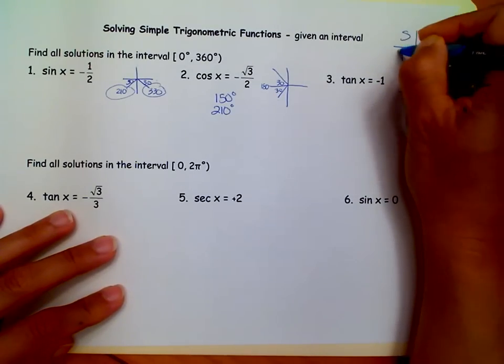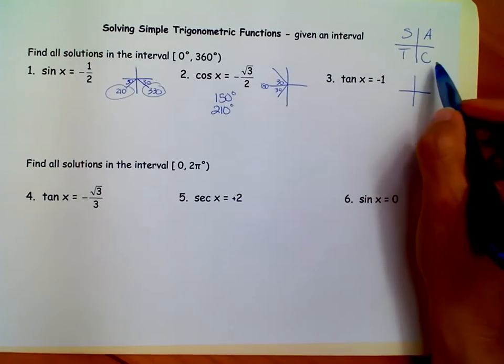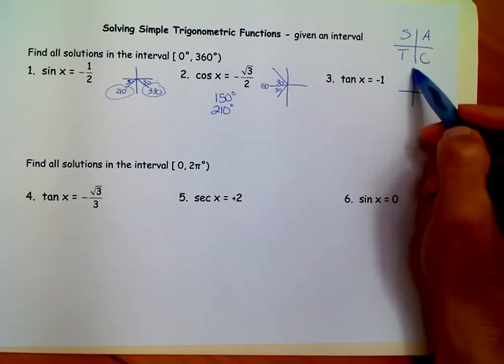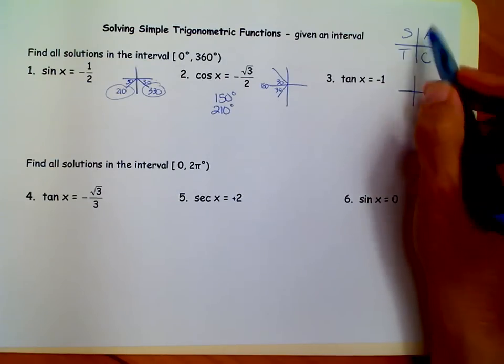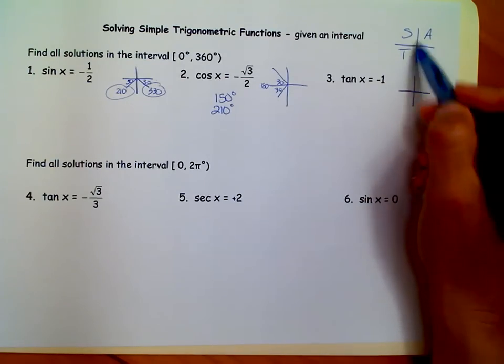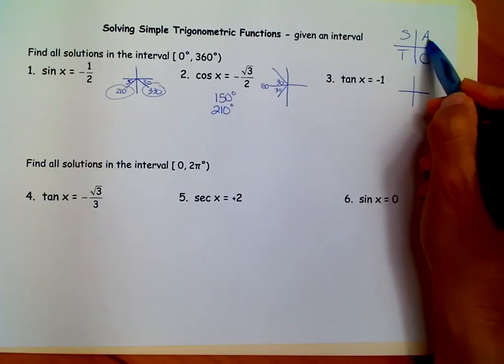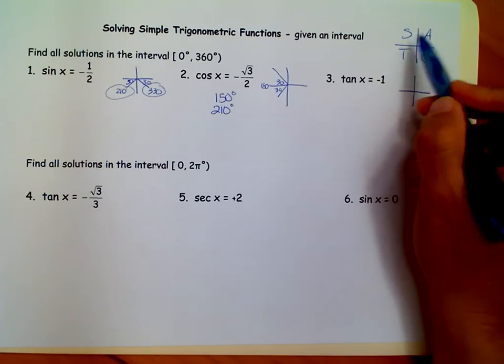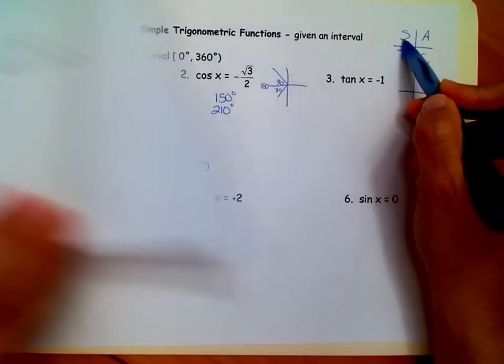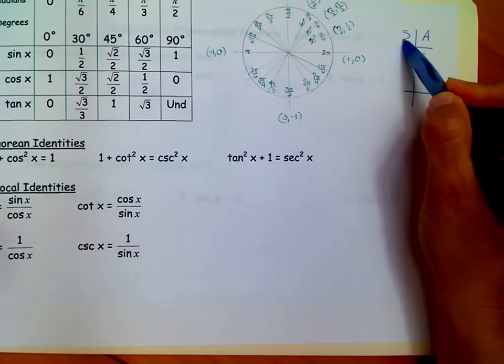All Students Take Calculus. That's our little acronym for what's positive and what's negative. So you see the big plus sign? That's our quadrants. Those separate our quadrants, but I just say it's a plus sign because what this does is tell you where things are positive. All the functions are positive in this first quadrant. Sine and its buddy, remember sine's buddy is cosecant.